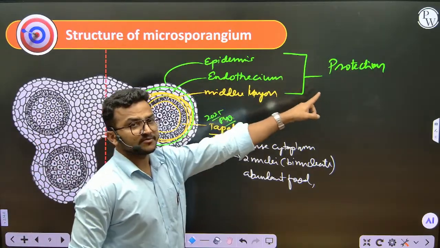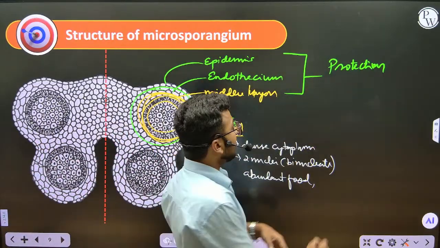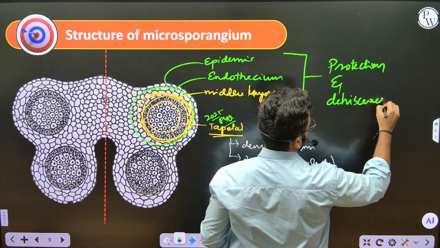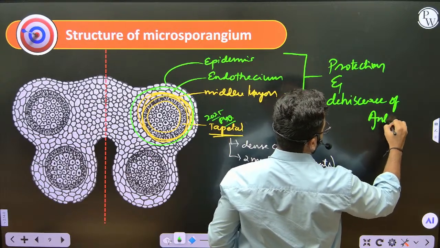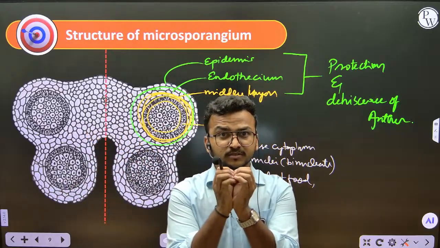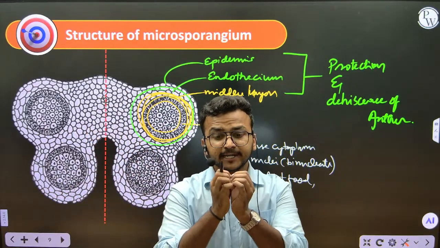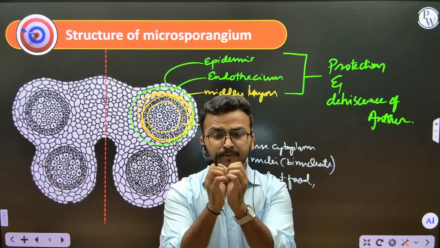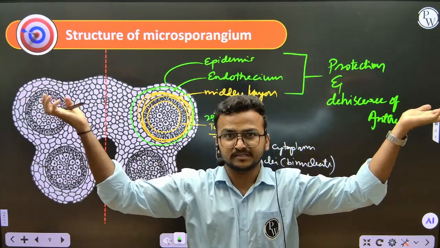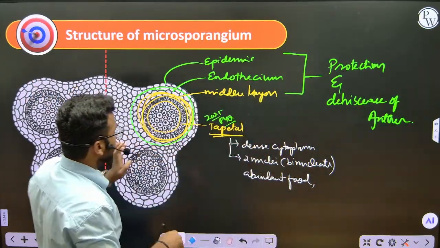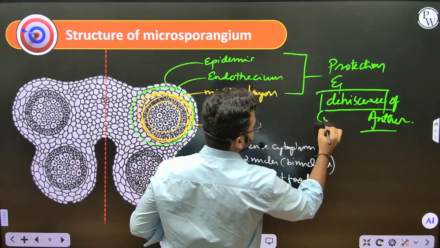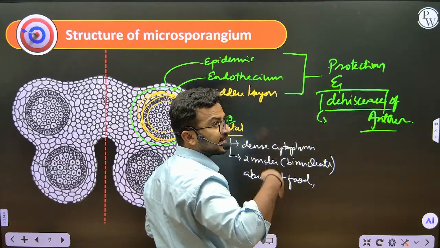Along with the protection of the developing pollen grains, it also helps in dehiscence of the anther. Dehiscence of the anther means that when the anther matures, it bursts. It will burst like this. When it bursts, the pollen grains present in it will disperse. So here it helps in dehiscence of the anther. Dehiscence means losing the moisture and drying out.